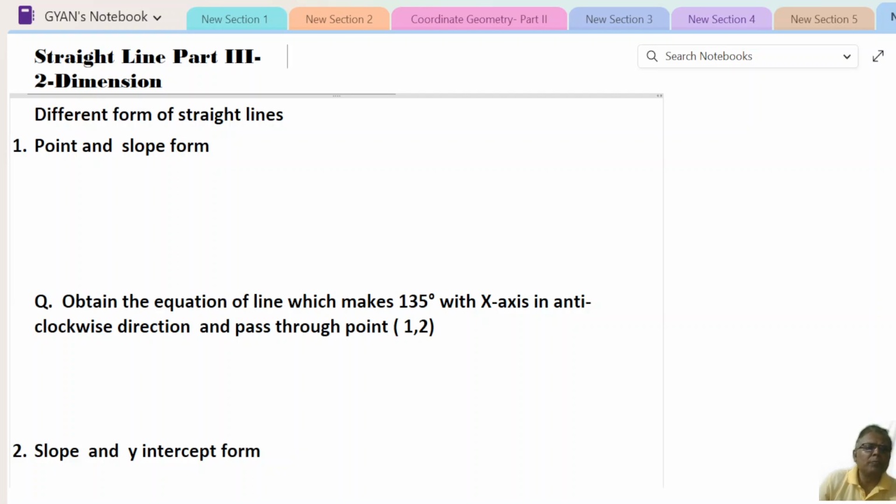Hello students, welcome to the straight line part 3. Here we'll discuss the different forms of straight lines. So what are the different forms?